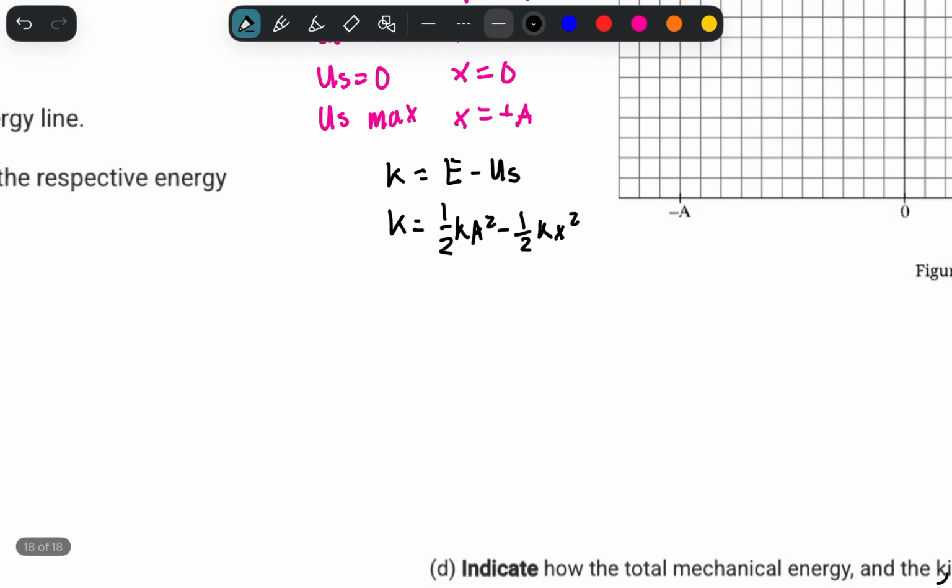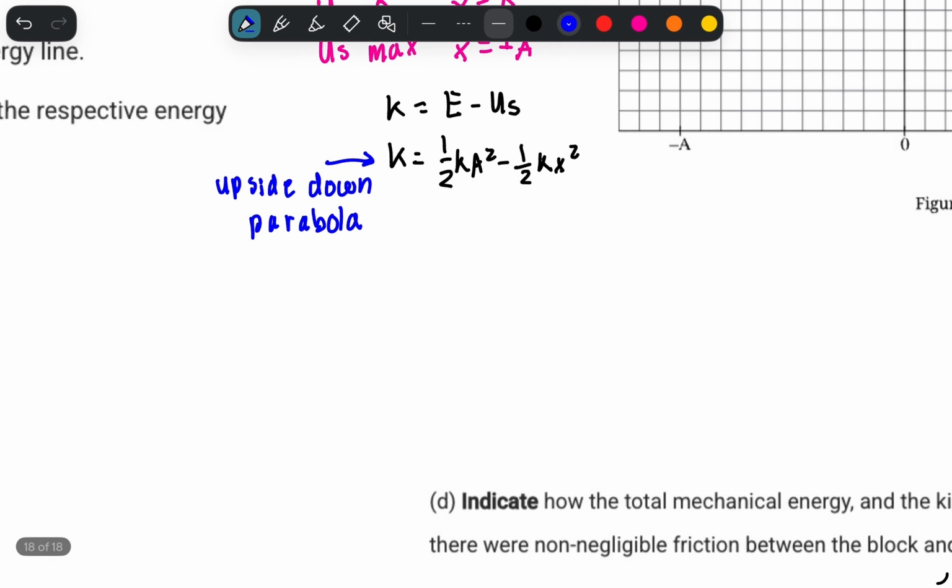So our k is going to be an upside down parabola. We know that k is equal to 0 when you are at x is equal to negative amplitude. K is equal to its maximum value when you're at x is equal to 0, and k is equal to 0 when you're at x is equal to positive a.